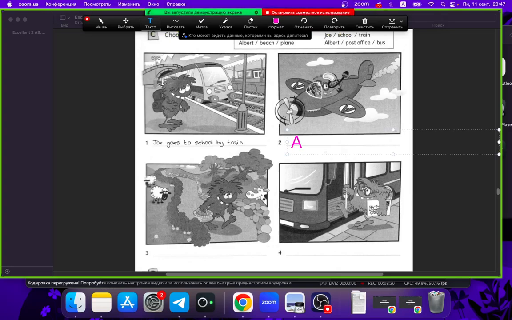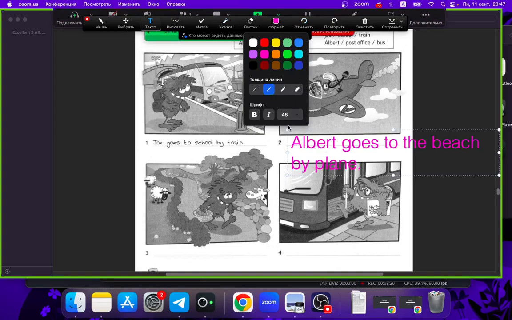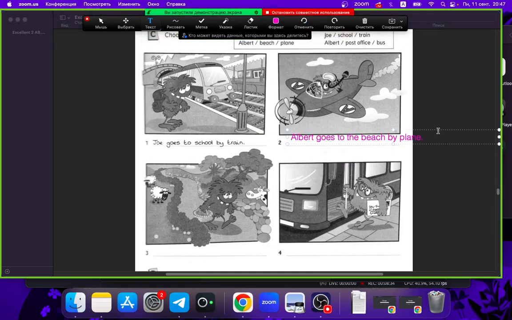Let's write it down. Albert goes to the beach by plane. Good. Let me make it smaller for you. It will be better. Yeah, Albert goes to the beach by plane. Wow, he can fly a plane. I can't do it, so I think it's fantastic. Let's go on to number 3.